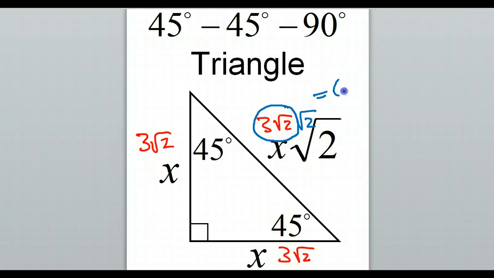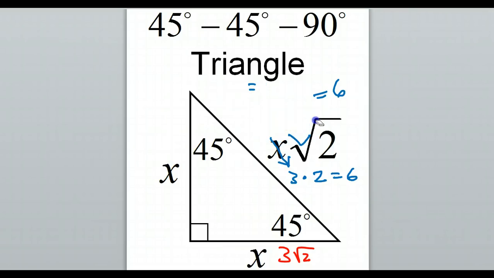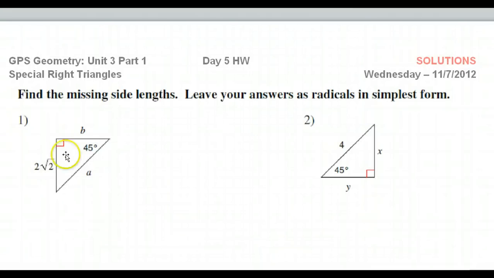This is going to turn out to be 6. I could put this in my calculator, or I could understand that radical 2 times radical 2 equals 2. So if I put these two radical 2's together, that becomes 2. So then the 3 comes down. So I have 3 times 2, and that's how I knew it was going to be 6. Anyway, that's some background information. That is going to allow us to do this problem in the homework.